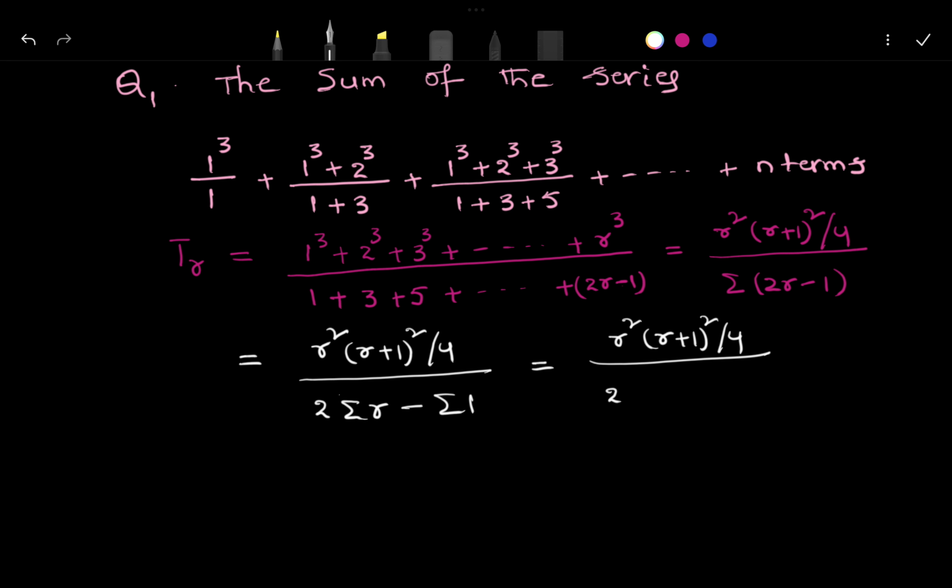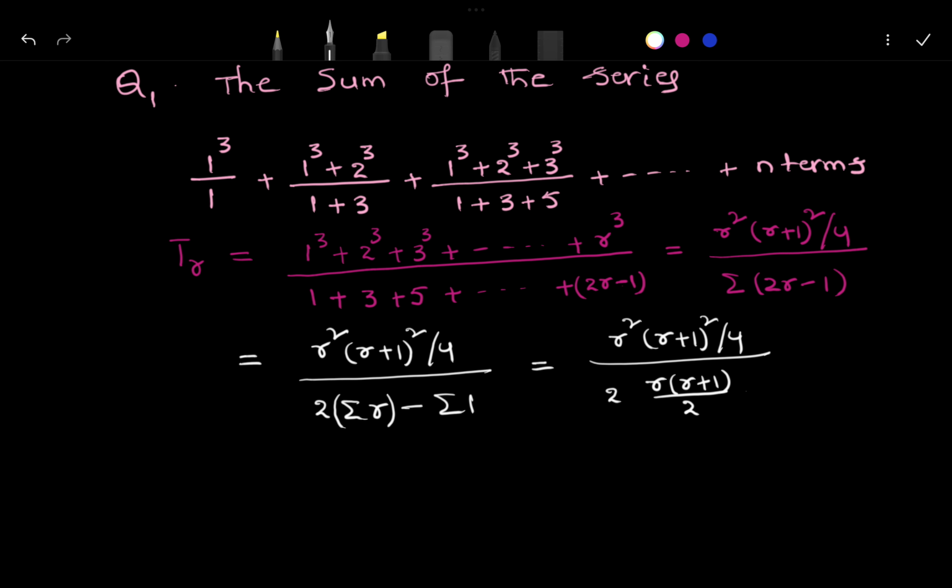That expression is in which form? Sigma n means n into n plus 1 by 2. Here sigma r means you can write r into r plus 1 by 2. This value will be r into r plus 1 by 2. So here you can write r into r plus 1 whole divided by 2.